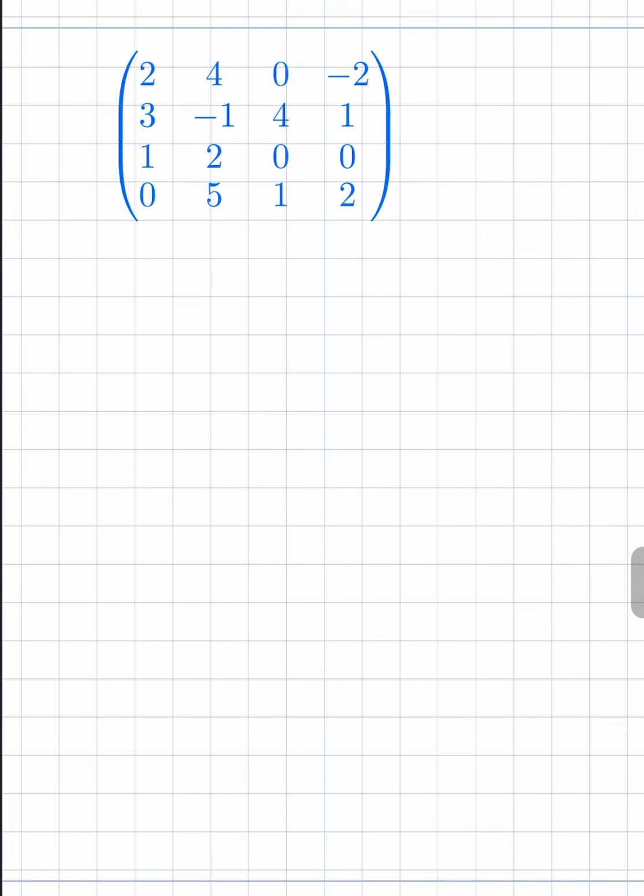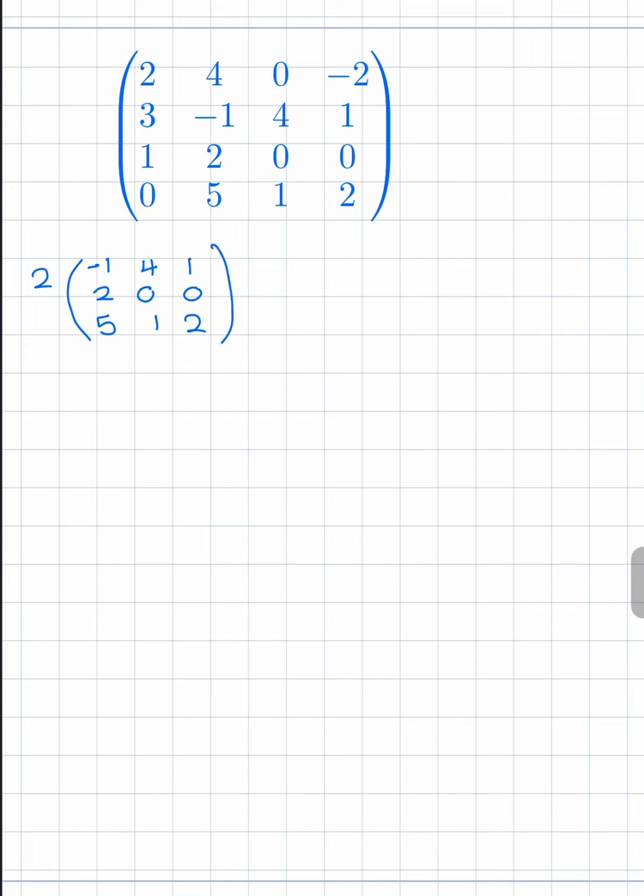The first value is what? It's 2. Then this is what we're going to do. You're going to close the first row and the first column. Do you see the values that are left there? We're left with minus 1, 4, 1, 2, 0, 0, and 5, 1, 2. So they are the ones that we're going to write here.